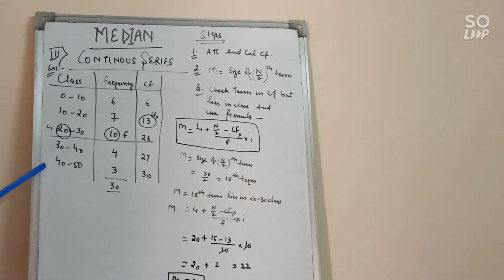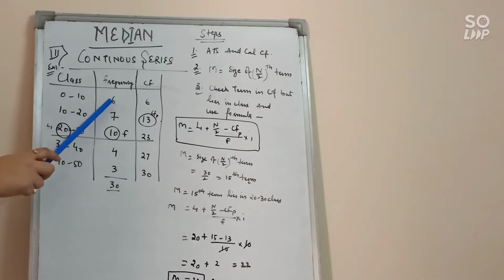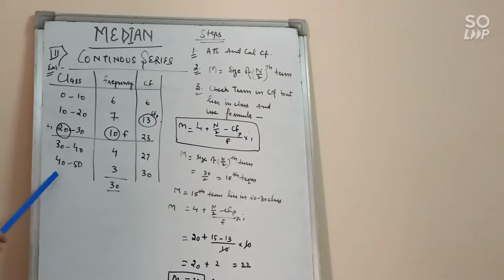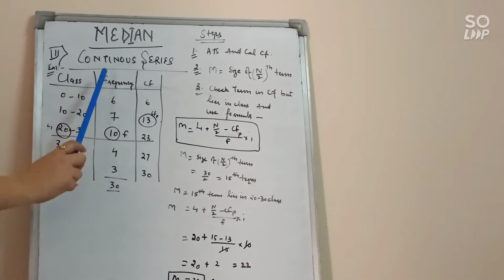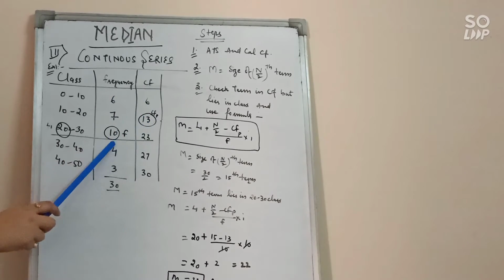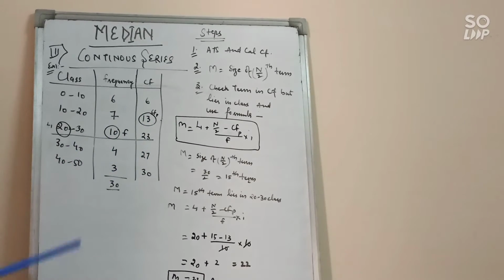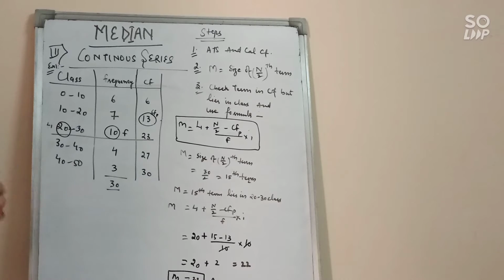But if it is in unarranged form, then what will you do? You will arrange only the classes and you will write the frequency in front of a particular class. Clear? So after arranging the classes and writing the frequency of the particular class, you will calculate cumulative frequency. We know how to calculate: 6 plus 7 is 13, plus 10 is 23, plus 4 is 27, plus 3 is 30. So the total of this column, 30, should be equal to the last value of the cumulative. So we have done this.